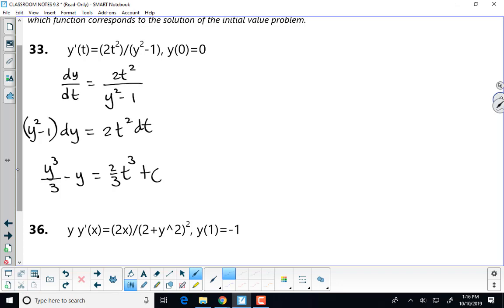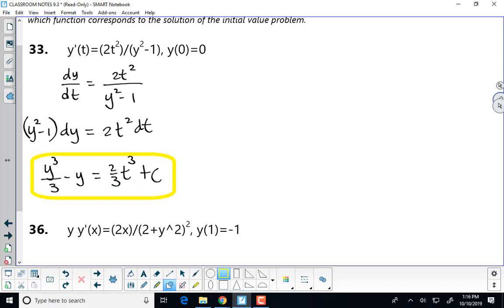So this is a general solution in implicit form. Excuse me, general solution in implicit form. Just skip ahead to the integration, right? And this is implicit form.